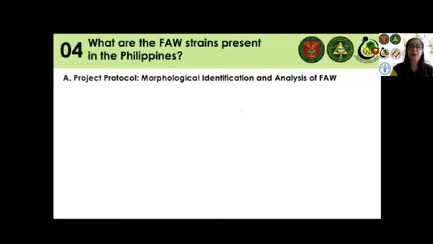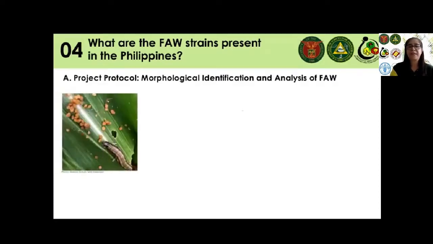So we're now in the exciting part of the story. What are the FAW strains present in the Philippines? We have an ongoing study on the genetic structure of fall armyworm in the Philippines. The following slides now briefly summarize the protocol we have developed in our laboratory.